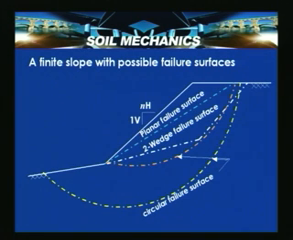So, here different types of failure surface are depicted. In this case, a planar failure surface is shown. The other one is a possible two wedge failure surface, which can occur if there is a plane of weakness, and these two are circular failure surfaces which are shown here.